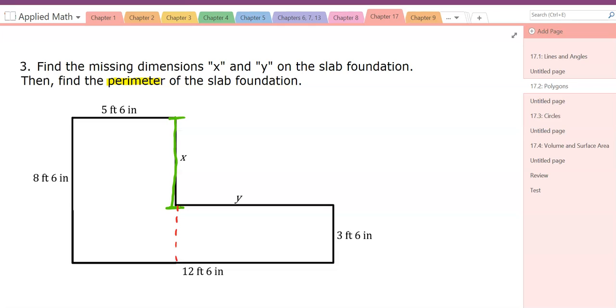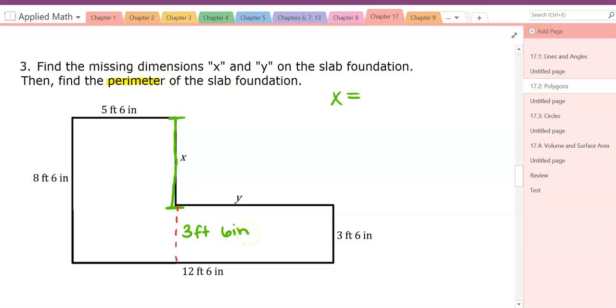Not divided by. Subtract. So for X, we know that the far left side is 8 feet 6 inches. That whole side. Now, where I wrote my red dotted line, you know that that's 3 feet 6 inches from the right side of the figure, right? Because if this is a rectangle, these sides should be the same length.